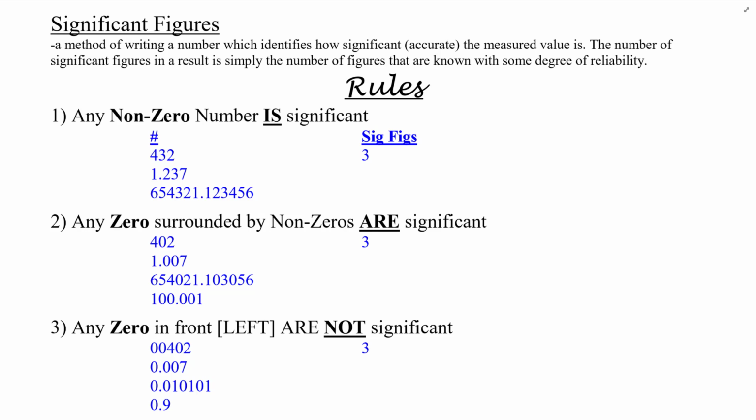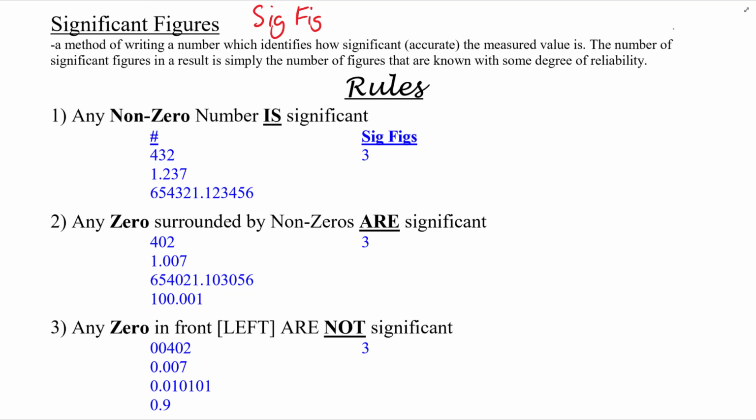Okay, class, let's learn sig figs. That's another way to say significant figures. It's a method of writing a number which identifies how significant, how accurate the measured value is. The number of significant figures in a result is simply the number of figures that are known with some degree of reliability. So we're going to learn how to identify how many sig figs are in a number, and then we'll also learn what's important about them.